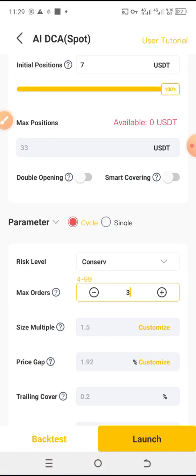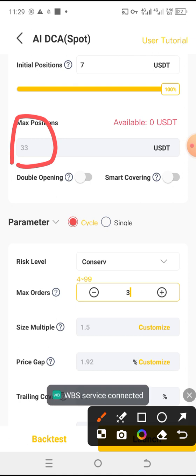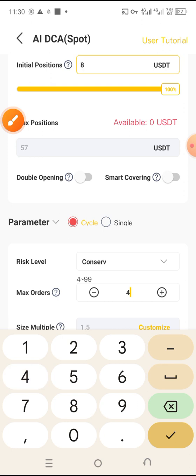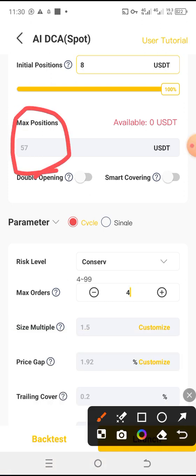So if you change this to 3, that simply means what you need for this coin is $33. But it will only buy 2 extra more when it goes down. So if you now change this to 4, that simply means you'll be buying 4 times, 3 extra after the first one, and you'll be trading with $57.